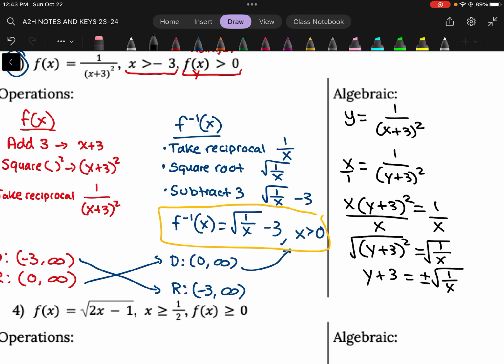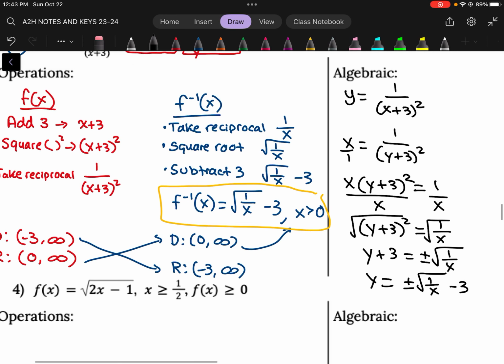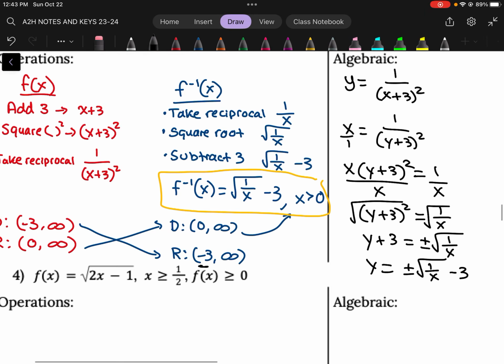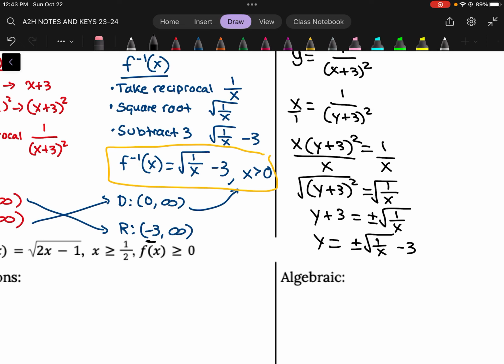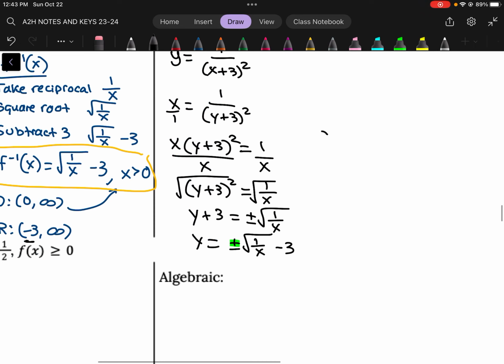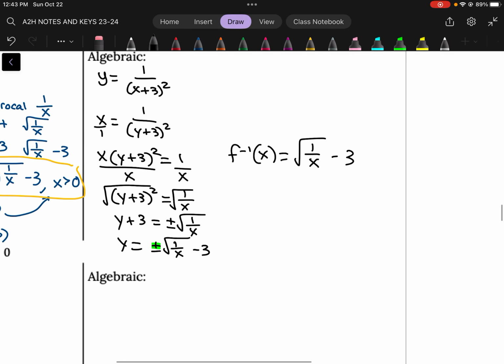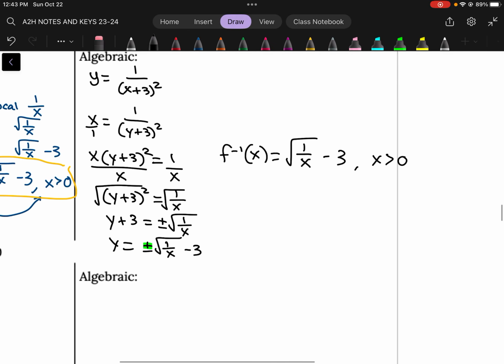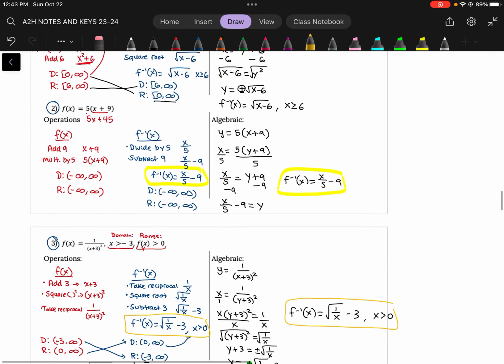y plus 3 equals, now technically this is plus or minus square root of 1 over x, but we look back when we solve, and we're like, okay, wait, the range has to be greater than negative 3. So we know we must take the positive again for that. So we have f inverse of x equals square root of 1 over x, minus 3. And we know x has to be greater than 0.